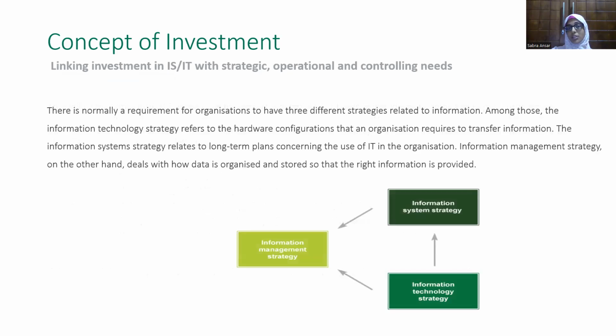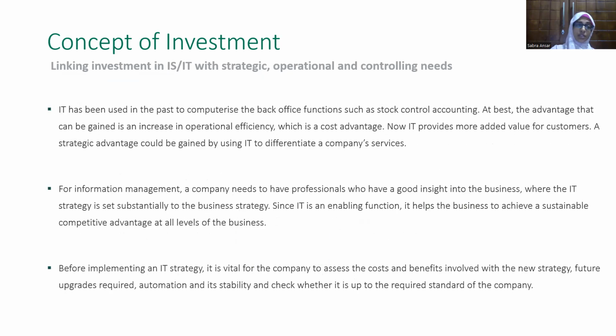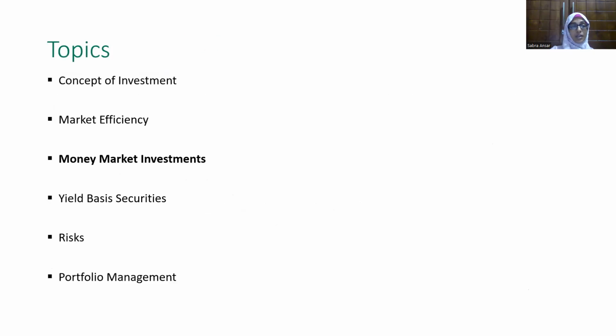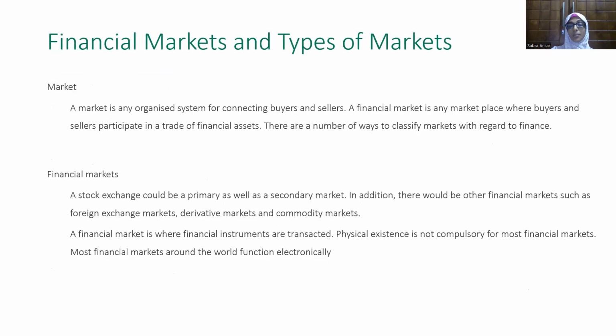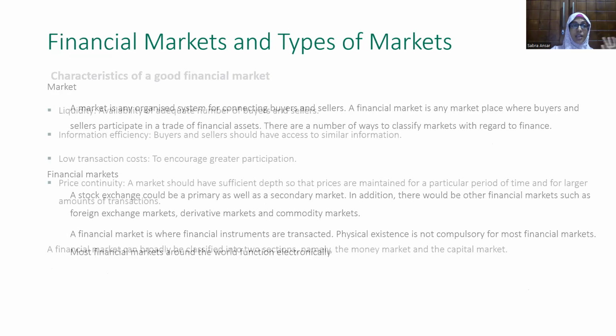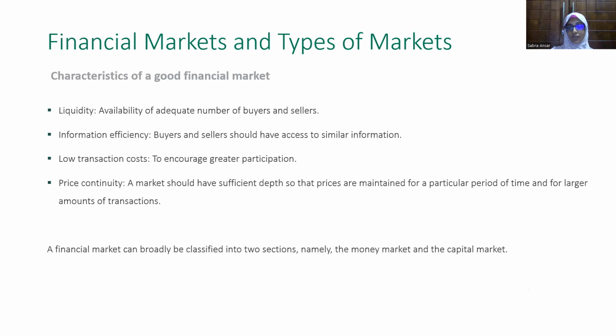And then we talked about IT, how IT and strategic planning help an organization, and how we can invest in IT. Then we talked about market efficiency. We spoke about the efficient market hypothesis and its 3 forms. And then we started on money market investment, where we spoke about financial markets and the characteristics of a good financial market. In the next session, we'll be talking about the 2 sections, the money market as well as the capital market. I hope you have a good understanding.